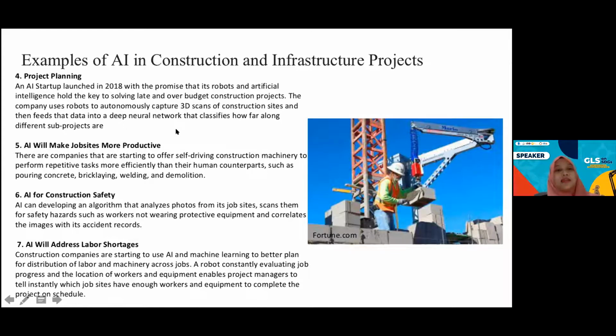In construction, they always have many side projects in a company. In AI, we can make the job site more productive. There are companies starting to offer self-driving construction machinery to perform repetitive tasks more efficiently than their human counterparts, for example, pouring concrete, bricklaying, welding, and demolition. And we can see in these pictures that robotic AI can help make a building together with a human, and it can become faster than working only by human.